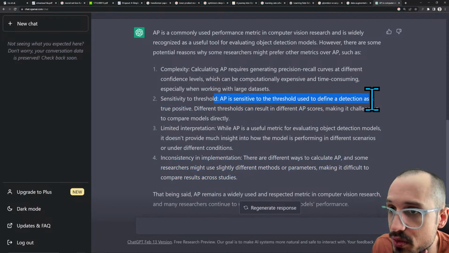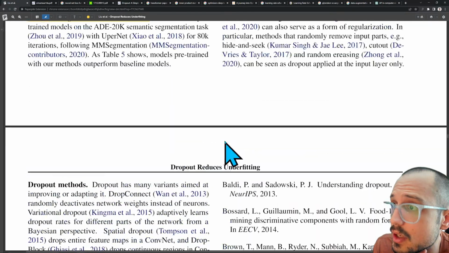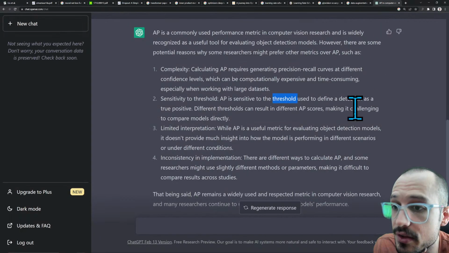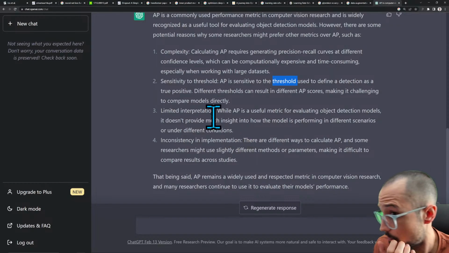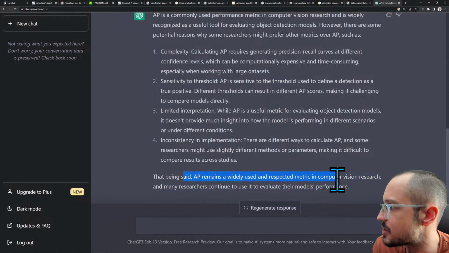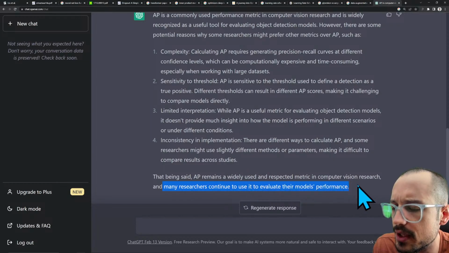AP is sensitive to the threshold that is used to define a detection. So the threshold is this number here, right? The 50 or the 75, that's the threshold. AP remains a widely used and respected metric in computer vision research. Many researchers continue to use it to evaluate their model's performance.